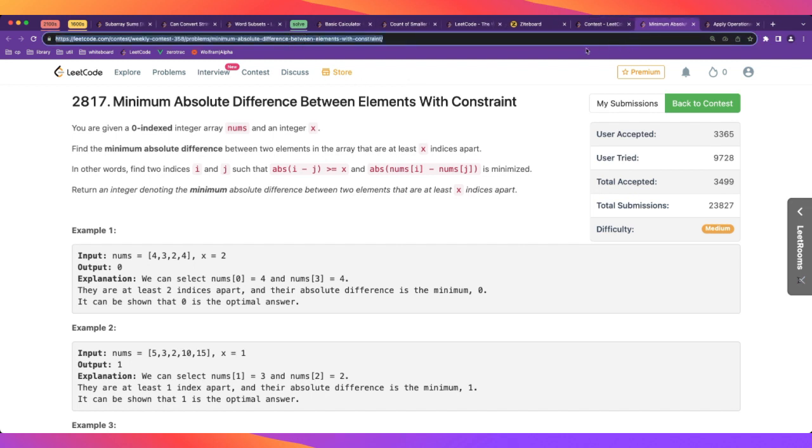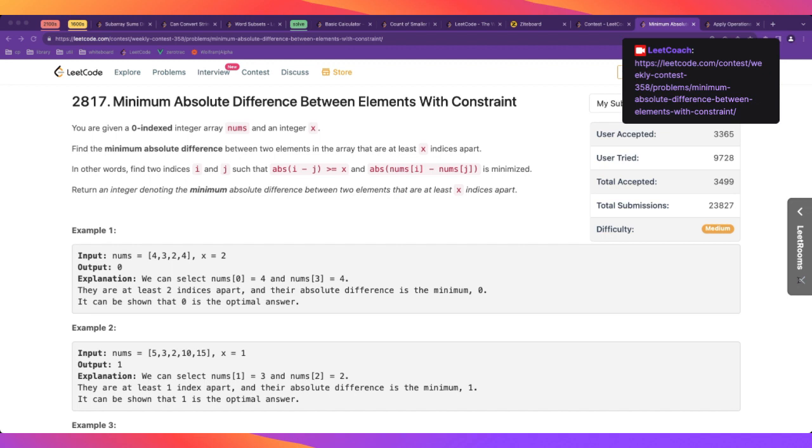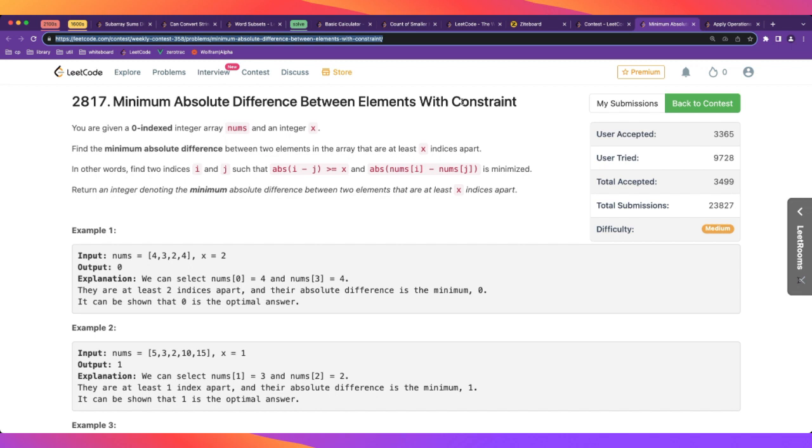The other one was a medium, right? Let's go to problem number 3. This is a medium as well. Minimum absolute difference between elements with constraint. With constraint, okay.